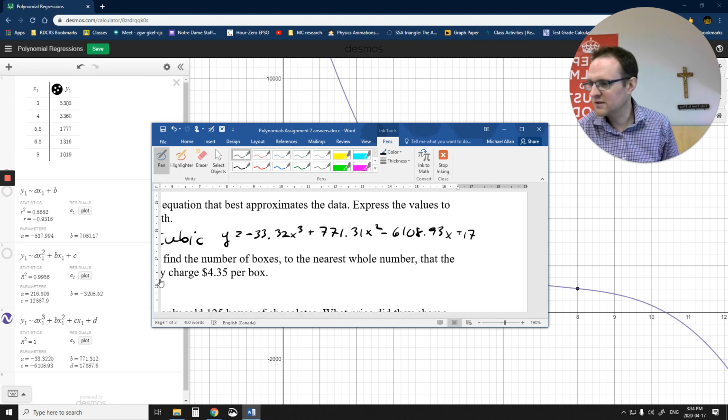So just looking down here at the very bottom, because the r squared is cubed, or 1 there, so the cube is the best one. So I'm just using all those a, b, c, d's there for this equation. There you go, looking pretty good.